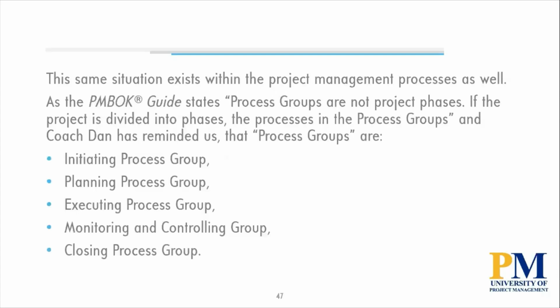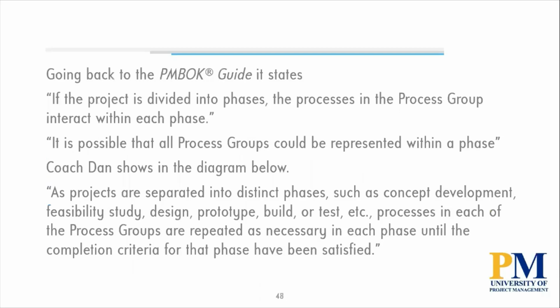The same situation exists within the PMBOK with the process groups. Remember them now: initiate, plan, execute, control, and close. And going back to the PMBOK, they said, look, it's possible that these groups could all be represented. People struggle with that to this day. They say processes within a phase. What the heck does that mean? What they're trying to say is that, look, as projects are separated into these distinct phases, processes in each of the groups are repeated as necessary. So I suppose you could do what? Create WBS in different processes or different types of tailoring.